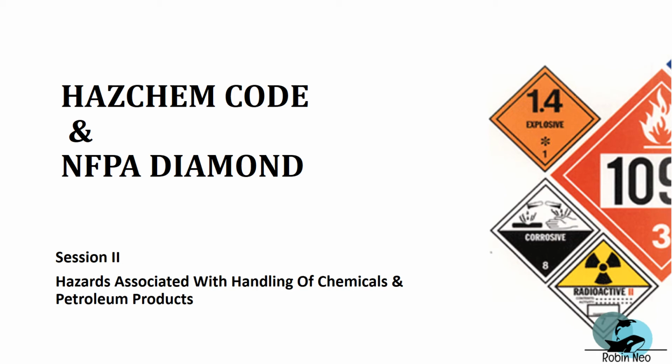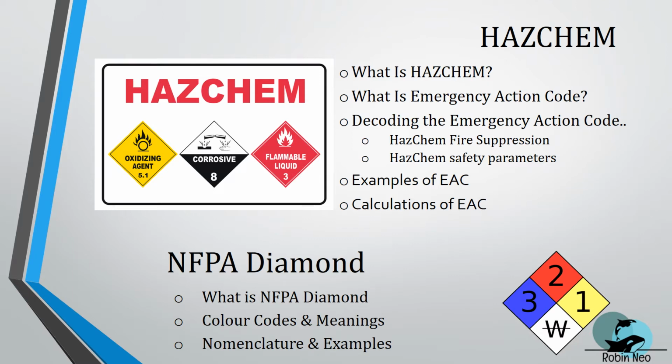Welcome to the second session of training for hazards associated with handling of chemical and petroleum products. Today's topic will be HazChem and NFPA or fire diamond. The contents of today's discussion will be: 1. What is HazChem? 2. What is Emergency Action Code? 3. Decoding the Emergency Action Code for the method of suppression of fire and the HazChem safety parameters. Then we will look at some examples and calculations for multi-load vehicles.